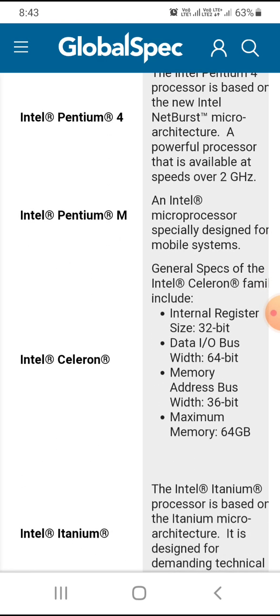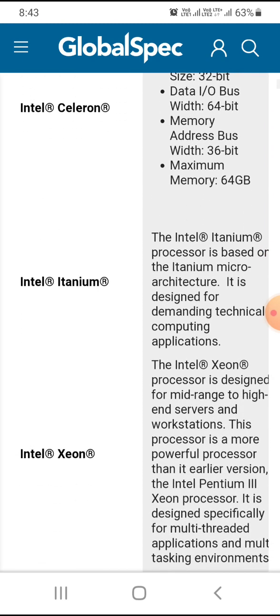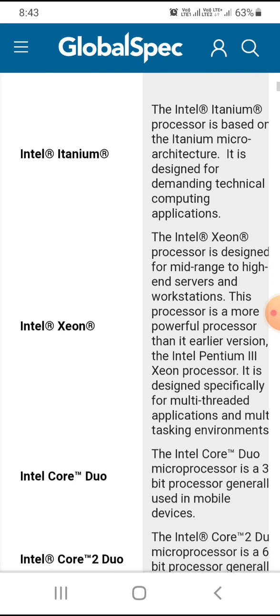Intel Celeron, an Intel microprocessor especially designed for mobile systems. General specs of the Intel Celeron family: internal register size 32-bit, data input output bus, memory address bus 36-bit, maximum memory 64 GB. Intel Itanium. The Intel Itanium processor is based on the Itanium microarchitecture. It is designed for demanding technical applications.